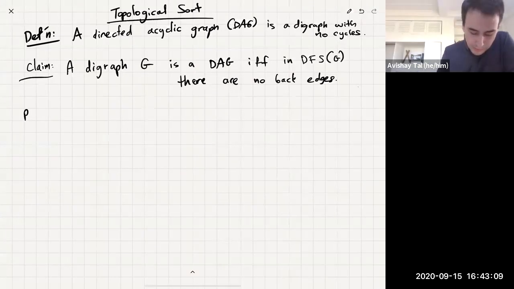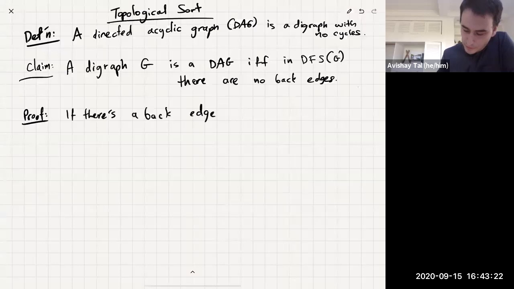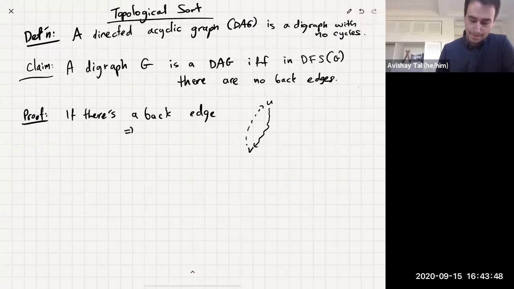So how do we prove that? There are two directions, since it's an if and only if. If there's a back edge, that's easy. What does it mean that we have a back edge? It means that we started exploring U first, and then after exploring a few vertices, we reached V, and then we considered this back edge. So if we consider the path from U to V along the DFS tree, and the back edge, this corresponds to a cycle in the original graph. Okay, so that's easy.